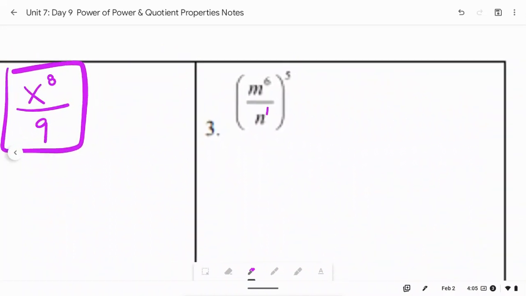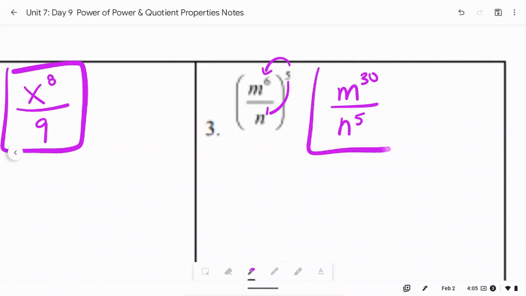Example 3, let's distribute first. So I get m to the 30th over n to the 5th. I cannot subtract these since they're different bases. So that's my final answer.